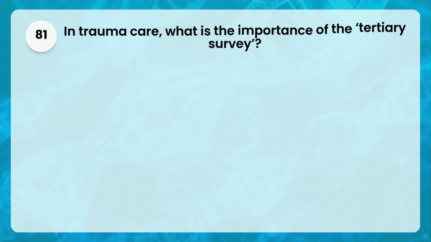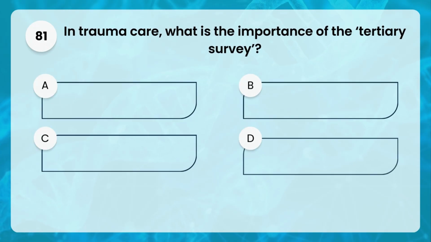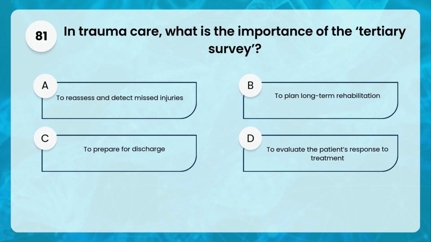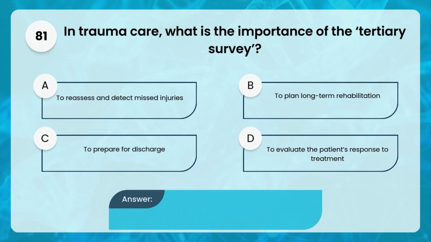81. In trauma care, what is the importance of the tertiary survey? A. To reassess and detect missed injuries. B. To plan long-term rehabilitation. C. To prepare for discharge. Or D. To evaluate the patient's response to treatment. The answer is A.